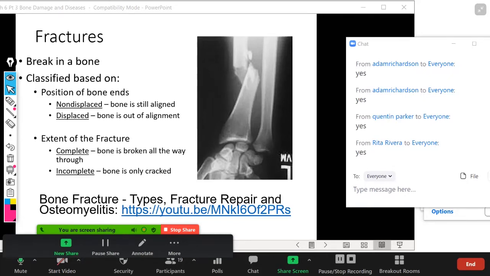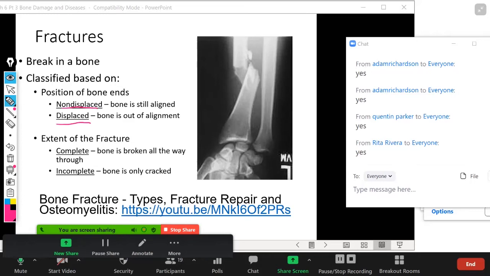So first we have bone damage, fractures. A fracture is any kind of a crack or a breakage in a bone, of course. And there's lots of different kinds of fractures. So let's go through the different categories of fractures. First, we have non-displaced and displaced. And these are classifications based on the ends of the bone. So are the ends of the bone still in alignment or not?